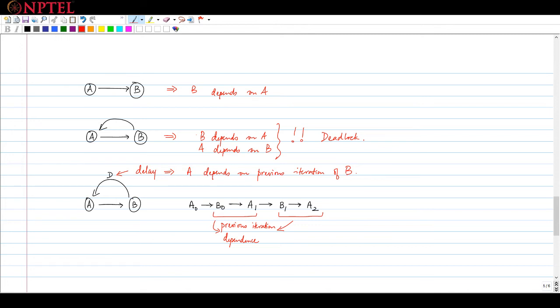Because after all, I compute A0, then I compute B0, and after B0 I can compute A1. So effectively what I'm saying is A0 did not have a dependency on B0. A0 had a dependency on something else, which is the previous iteration of B, which, what would that be? That would be basically my B minus 1, right? Which we are capturing in the form of this. I can think of it as an initial condition.